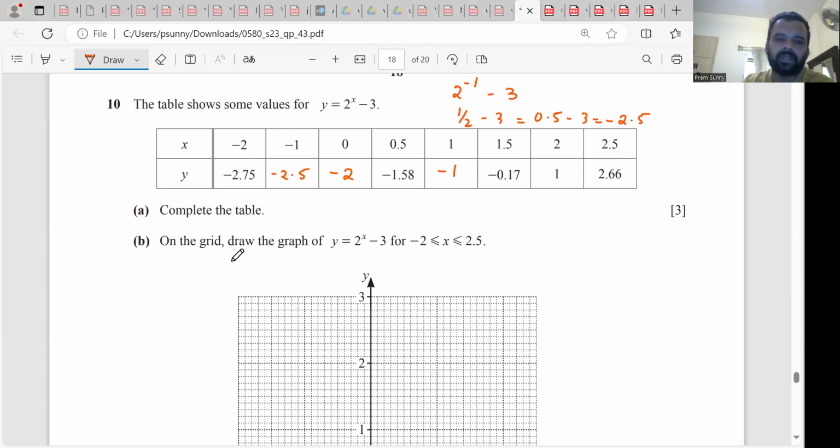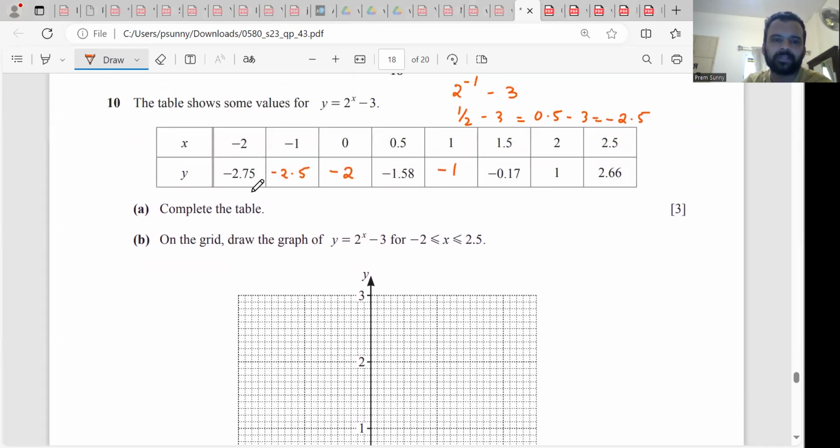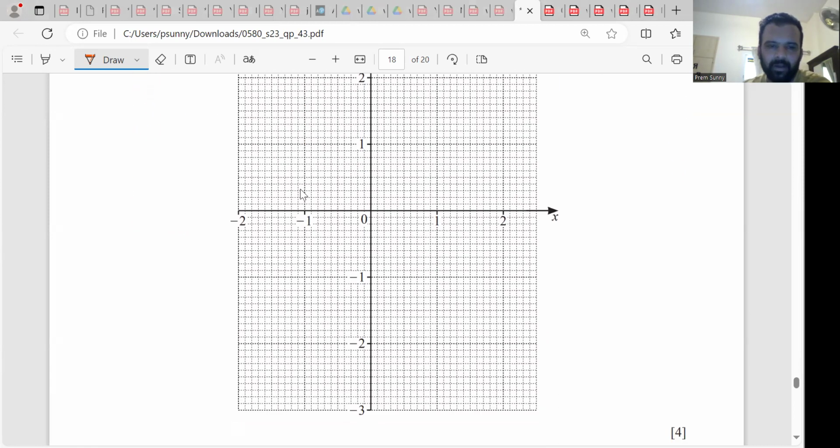So the B part, on the grid, draw the graph of y is equal to 2 to the power of x minus 3 for minus 2 less than or equal to x less than or equal to 2.5. So I just have to plot these points. My first point, minus 2 and minus 2.75, I will come to it, but I'll better try to plot the points which are simple. So minus 1 and minus 2.5 I will start with. Minus 1 on the x, minus 2.5. So 2.1, 2.2, 2.3, 2.4, 2.5. So this is minus 1 and minus 2.5. This will be my first point.